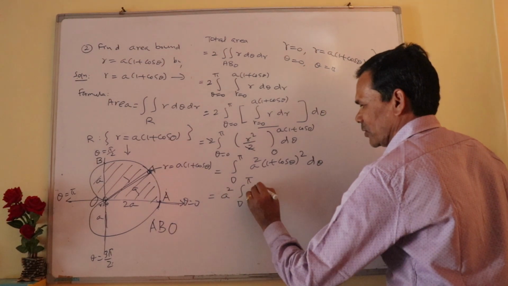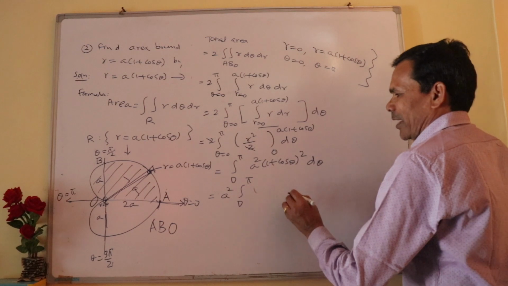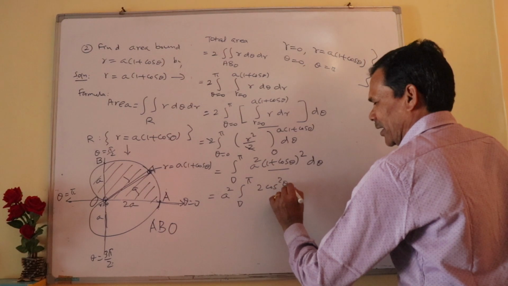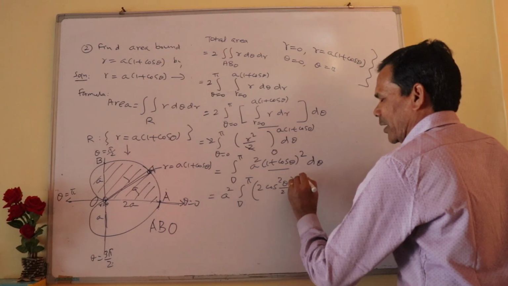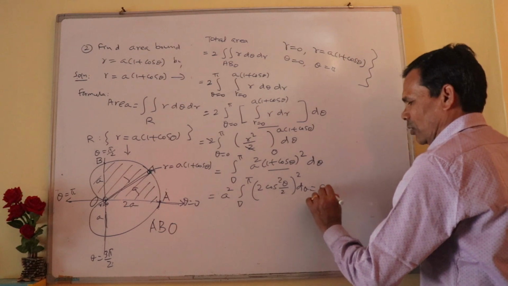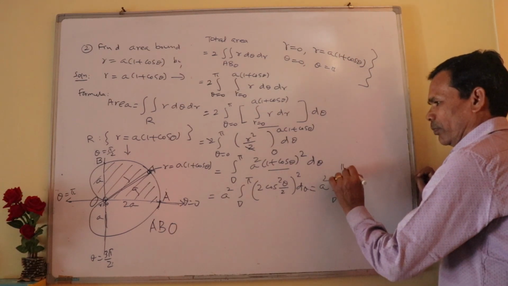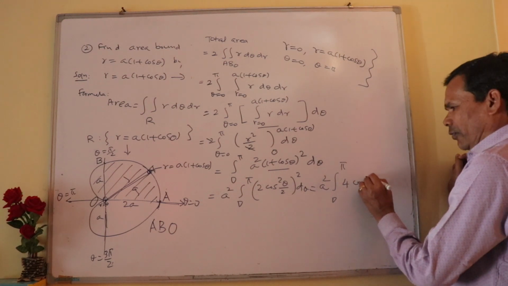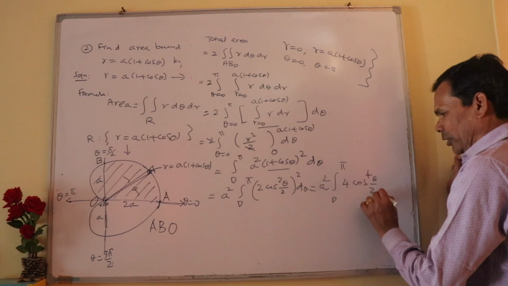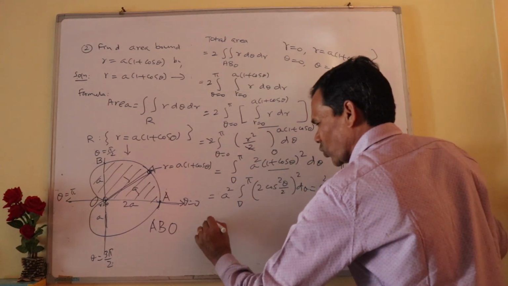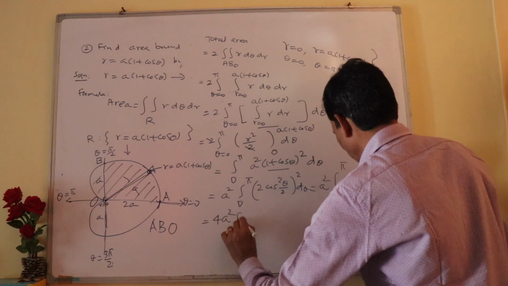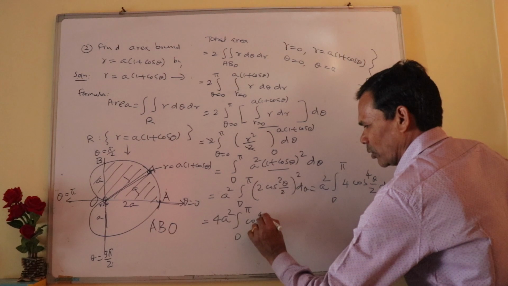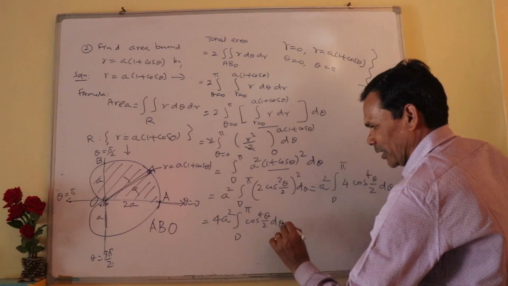I open the bracket, this (1 plus cos theta) bracket square, or I use the half angles, 2 times cos square theta by 2, bracket square into d theta. This is equal to a square, 0 to pi, this is 4 times cos raised to 4 theta by 2 into d theta. So it is 4a square, 0 to pi, cos raised to 4 theta by 2 into d theta.